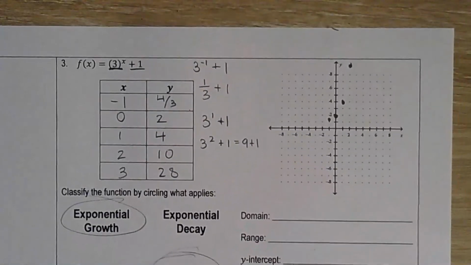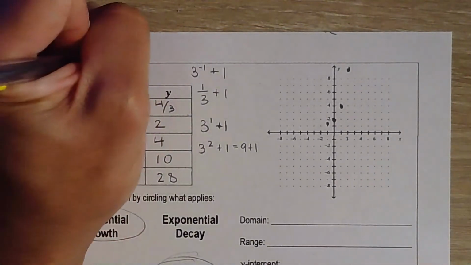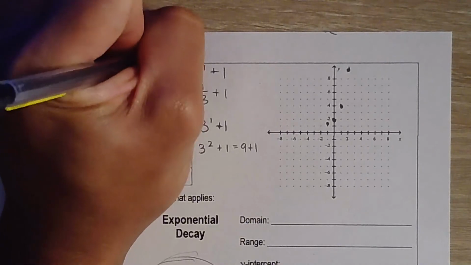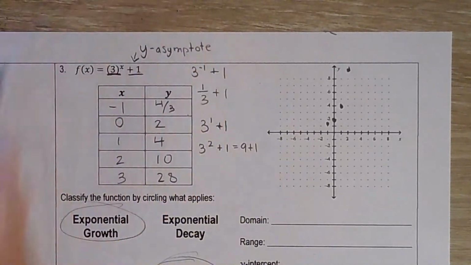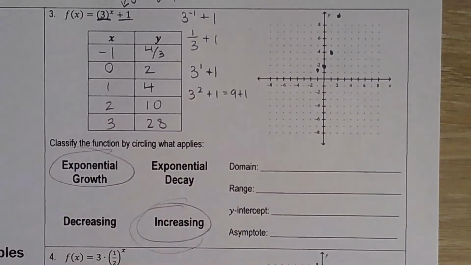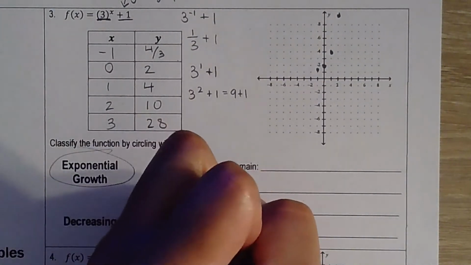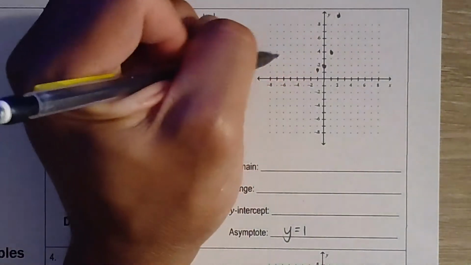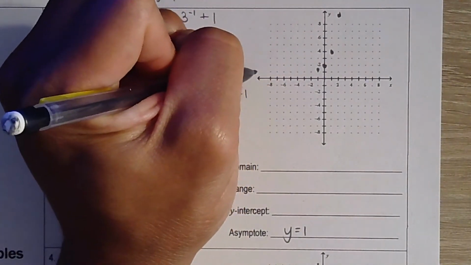But now we have our plus 1. So this is our y asymptote. So what does that mean? Well, in writing it as a line, that's going to be y is equal to 1. But more importantly, our graph is going to approach 1 but never touch it. So this is how it's going to look like on a graph.